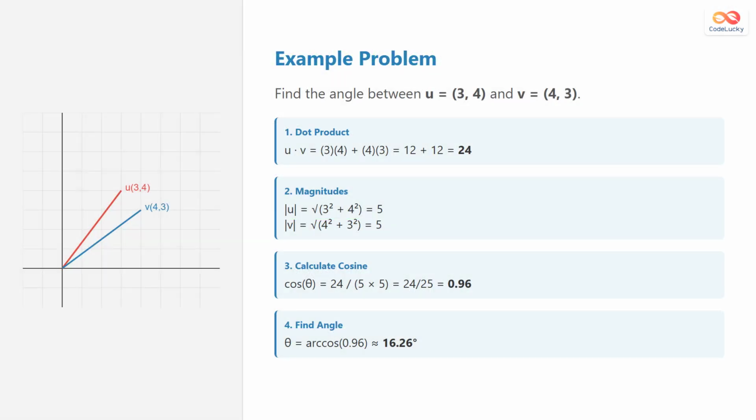Let's try an example. We want to find the angle between vector u, (3, 4), and vector v, (4, 3). First, we calculate the dot product, which is 24. Next, we find the magnitude of each vector. Both happen to be 5. We plug these into our formula to find that cosine theta equals 0.96. Finally, taking the inverse cosine gives us an angle of approximately 16.26 degrees.